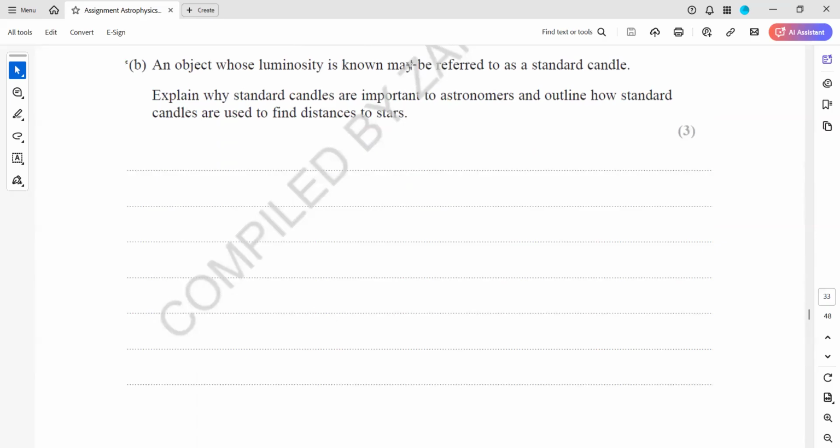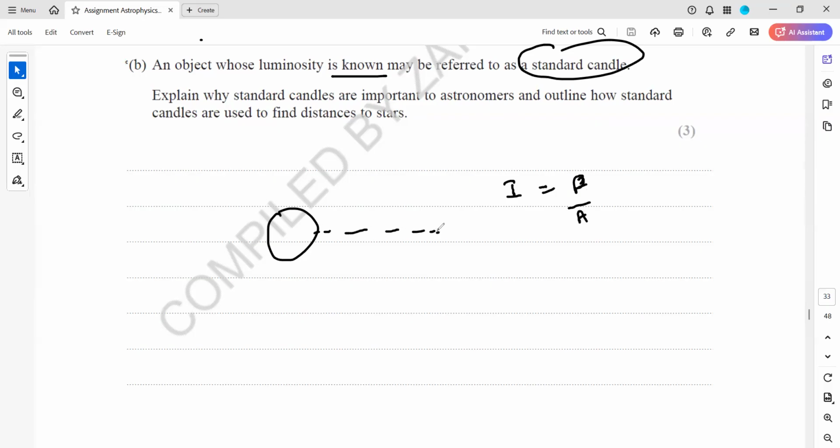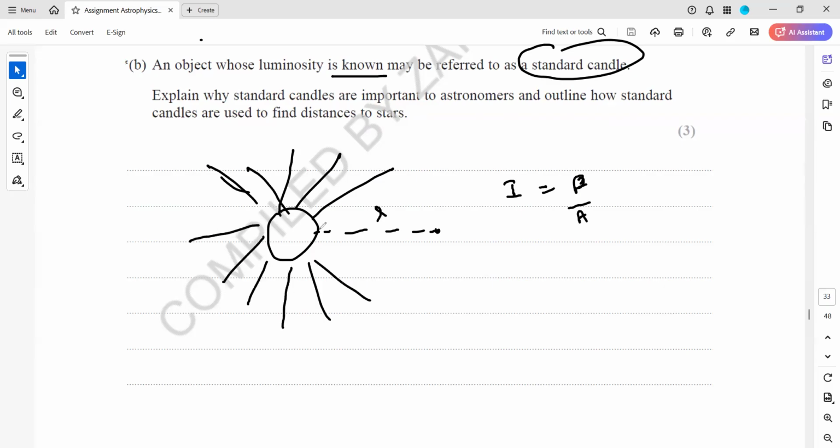Then, an object whose luminosity is known may be referred to as a standard candle. So what is a standard candle? We consider an object with a known luminosity, that's a standard candle. So we know its power or luminosity. And we have the formula that intensity or flux is power per unit area. So if an object is at a distance r, or you can say d, there will be a lot of points which are at a distance d from the source, so it will always make a sphere.